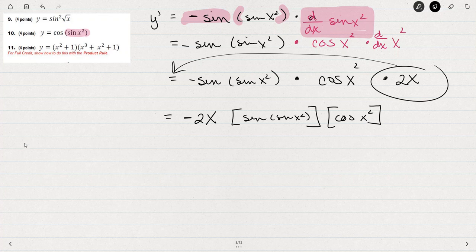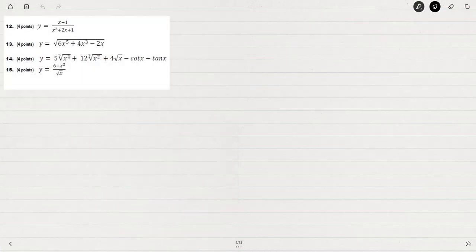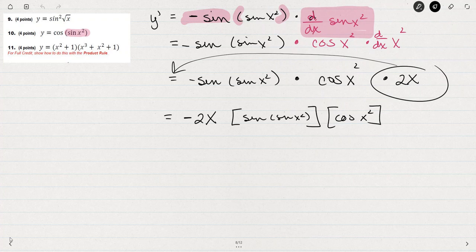Number 11, applying the product rule. Let me see, did I save another page? No, I didn't. So I'll just squeeze it in here.